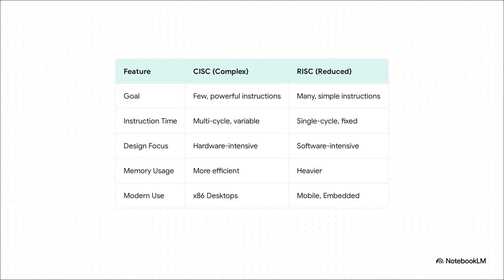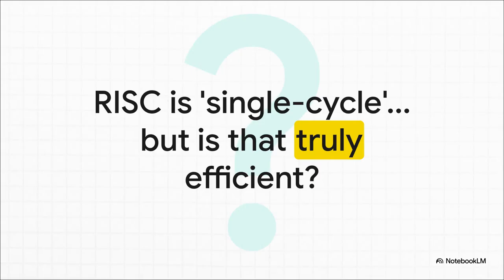So if we put them side by side, you can really see the trade-offs. CISC uses fewer but more powerful instructions, but each one can take a different amount of time to finish. It puts more of the work on the hardware. RISC uses way more instructions, but each one is simple and, ideally, takes just one tick of the clock. It puts more of the work on the software. And you see this play out in the real world, right? Your big, powerful desktop CPUs are often based on CISC, while pretty much every phone and tablet runs on an efficient RISC-based chip.